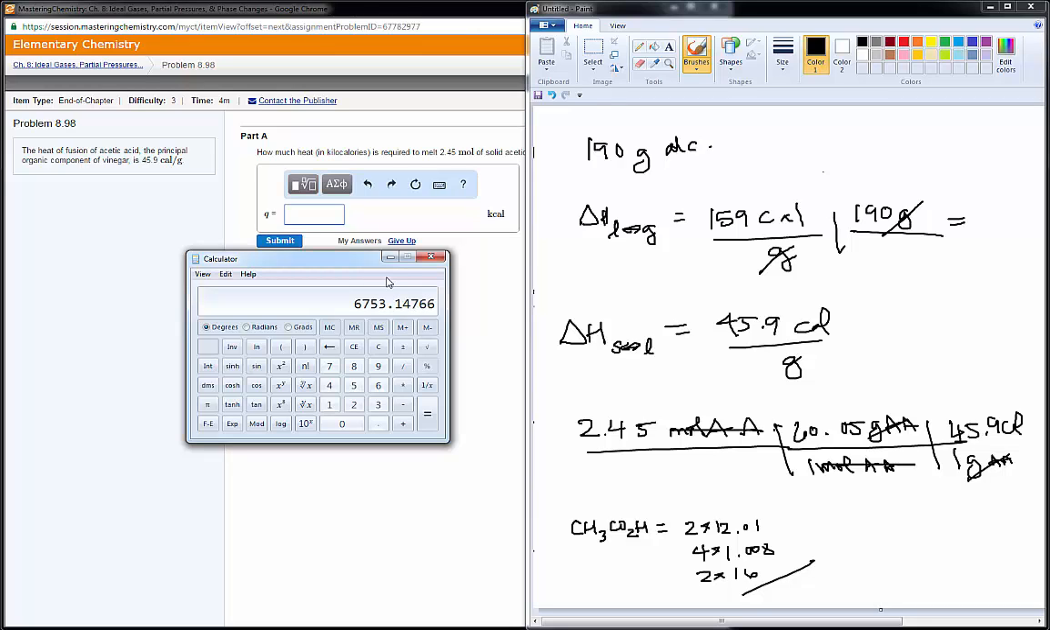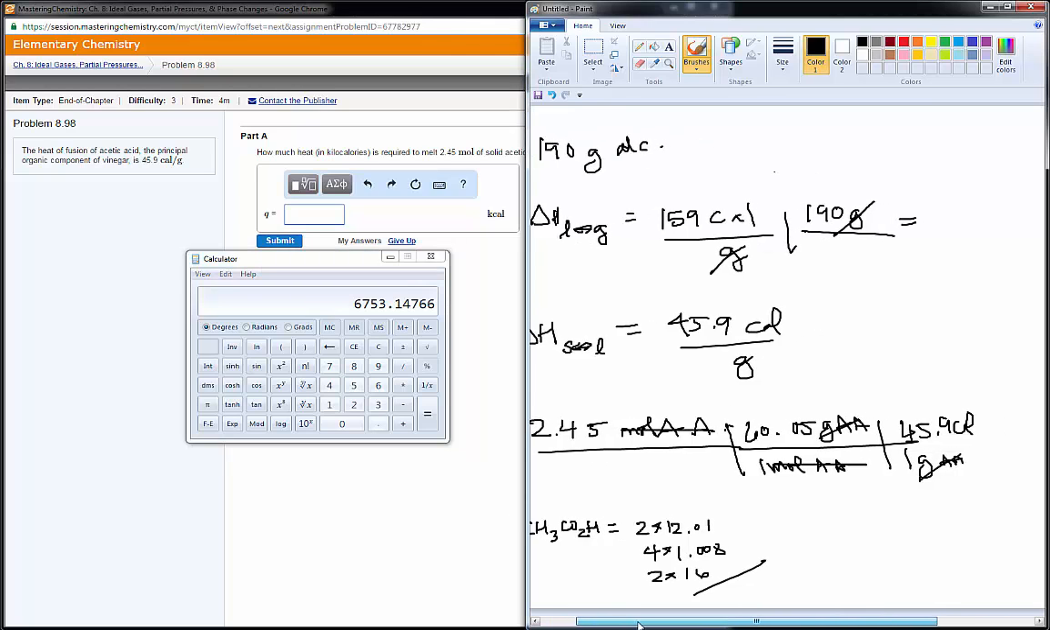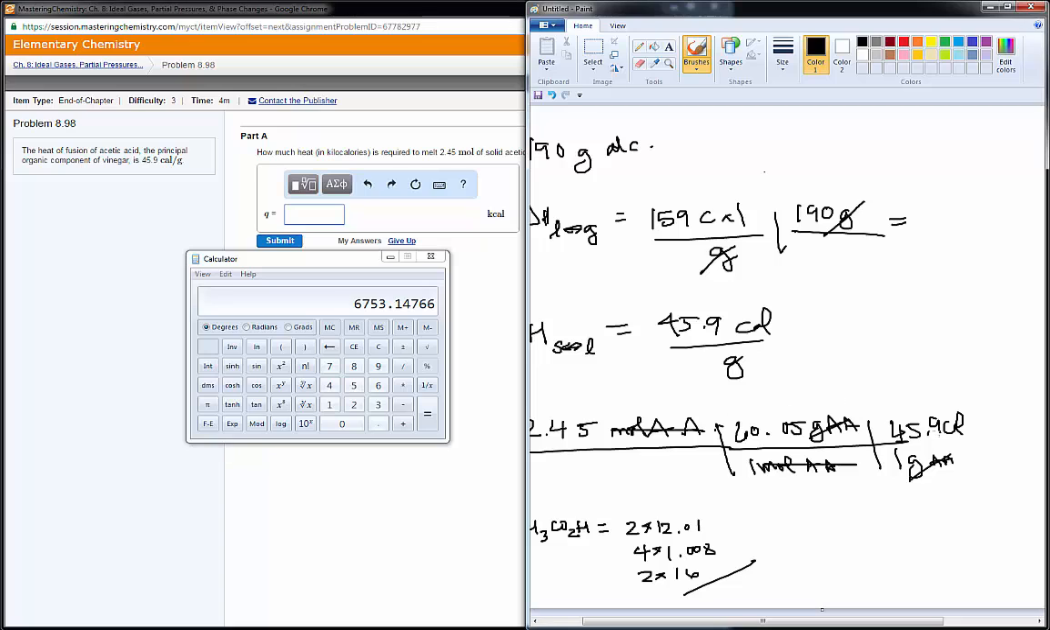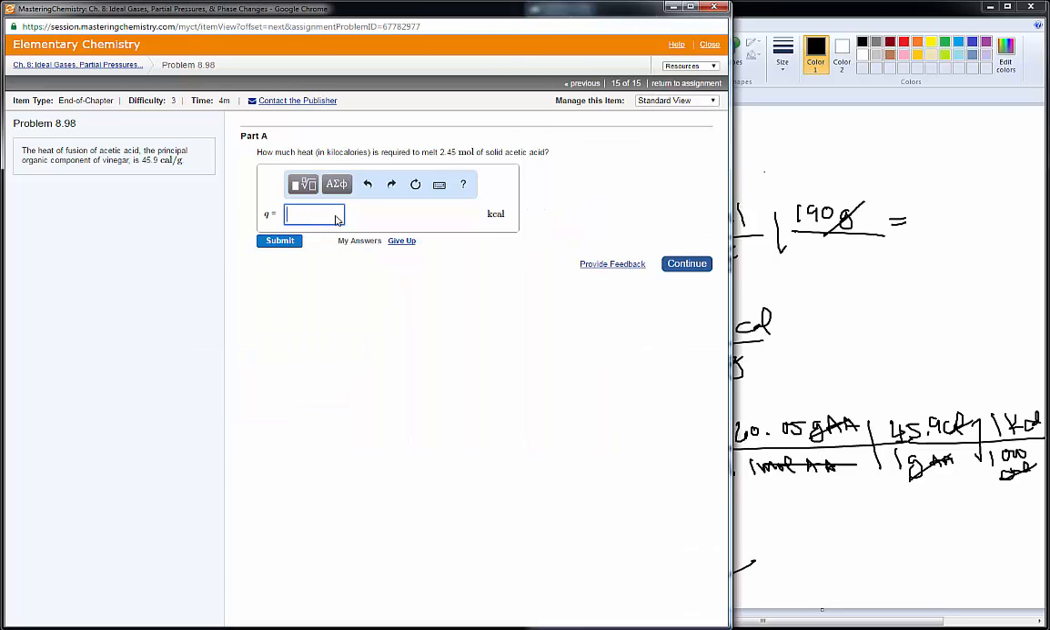45.9 gives me, oh, and now they said kcals, not cals. So I do have to take this extra step. Always look at the units they're asking for and make sure you've got those. There are 1,000 calories in 1 kcal, because the kilo means the same thing, no matter where you're at. So 6.75 kilocalories.